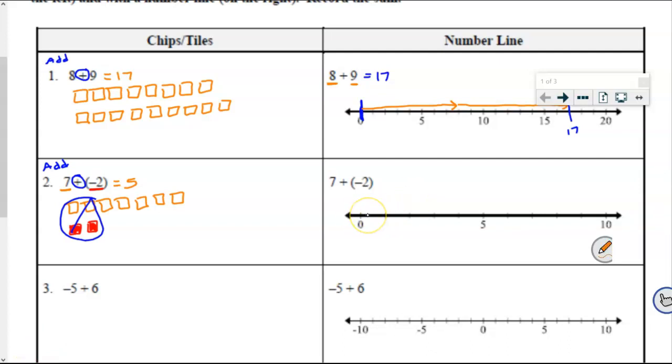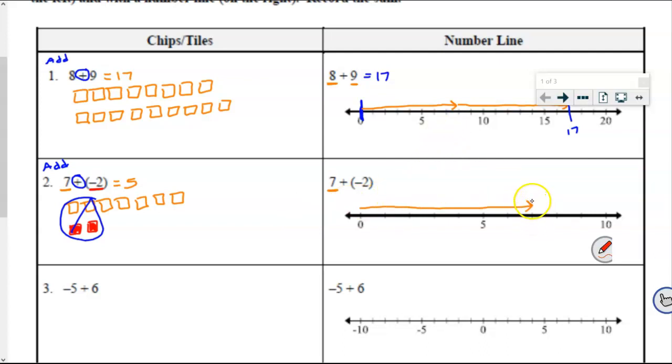We're going to start at 0, and as I draw to 7, make sure I count up. So 0, 1, 2, 3, 4, 5, 6, 7. Now, when I drew my negative tiles, I drew them a different way. How do you think I'm going to draw negative on the number line? Willow? We're going to go backwards, exactly.